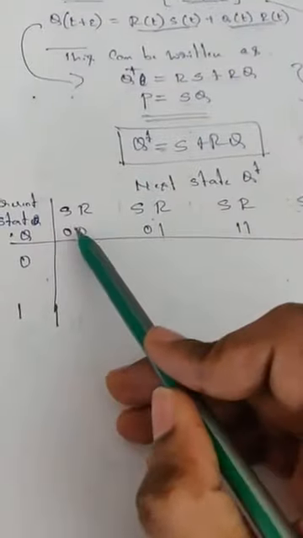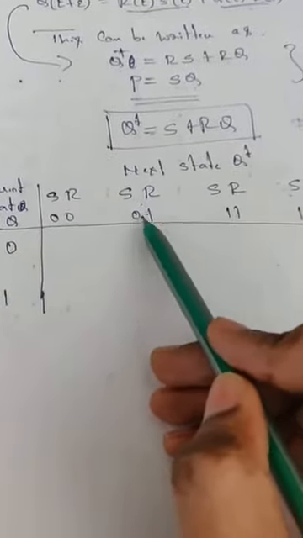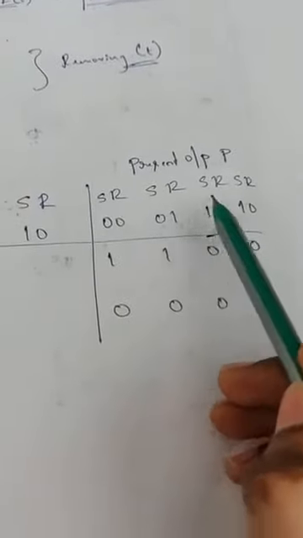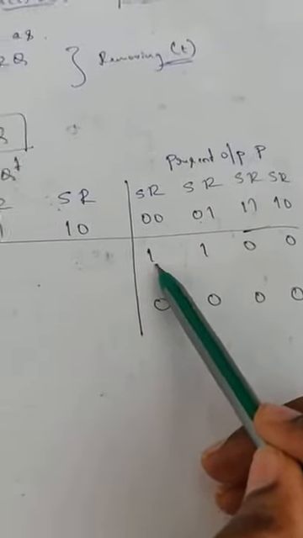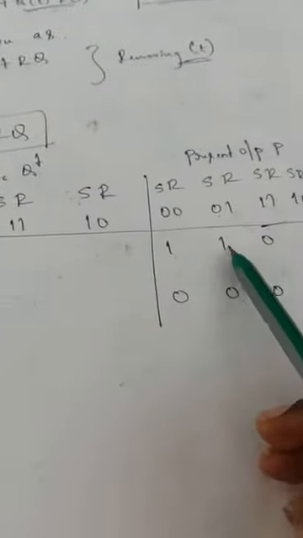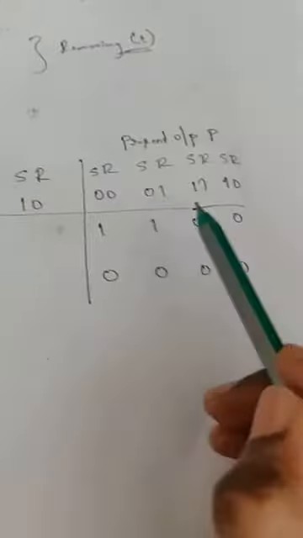So SR, different possible inputs: SR when 0 0, SR when 0 1, SR 1 1, SR 1 0. This is the next state. This is the present state. If the present state is 1, what will be the next state? By looking at the present state, you need to fill the next state, right?